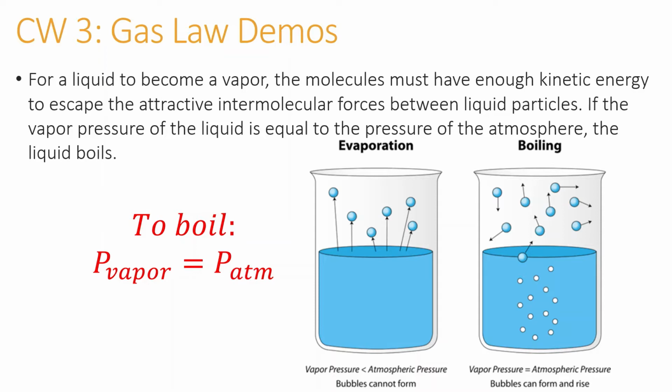So in this diagram here, notice that we have evaporation and boiling. The difference is that in boiling, the vapor pressure of the liquid is the same as the atmospheric pressure, so we get these bubbles present in solution. In evaporation, we don't see bubbles occurring, and that's because the vapor pressure is less than the atmospheric pressure. So to get a liquid to boil, we usually add heat to it until the vapor pressure of the liquid is the same as the pressure of the atmosphere.